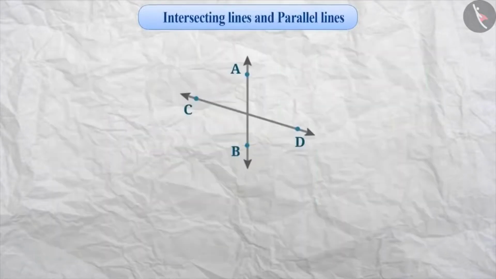Now look at this pair of intersecting lines. In this, both the lines are intersecting at this point. Can you tell on which line is this point? Think for a while.